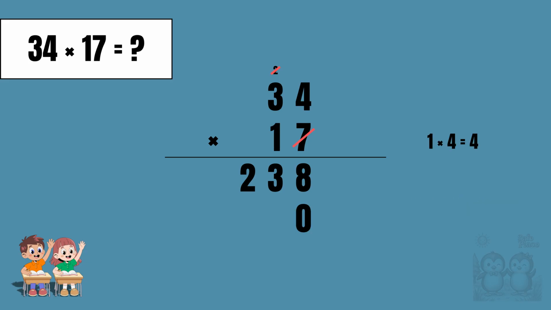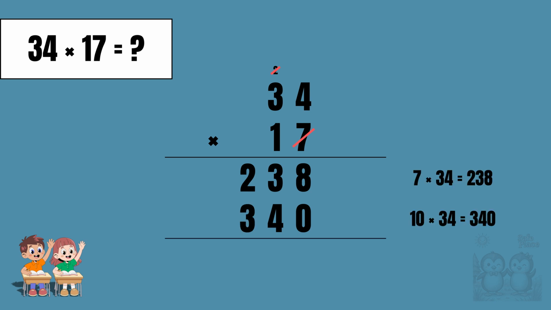1 times 4 equals 4. We write down a 4. Next, we calculate 1 times 3, which gives us 3. Nothing to add from the 10's place. We write it down. We have finished solving 10 times 34. Our results are 7 times 34 equals 238, and 10 times 34 equals 340.